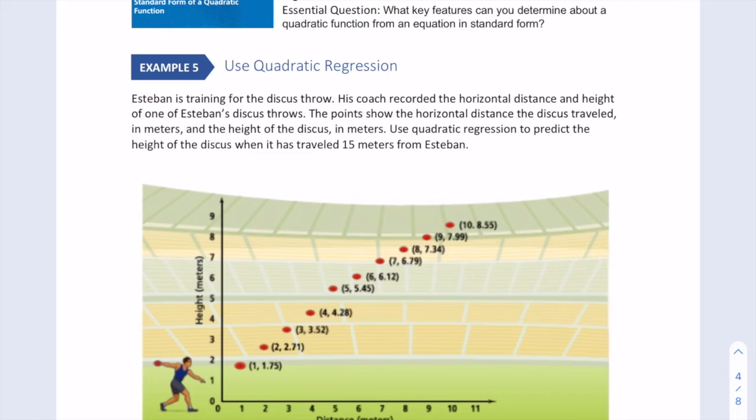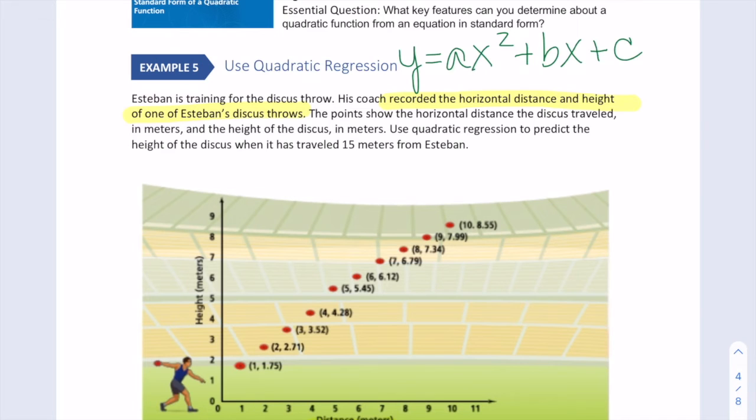Now for example 5, we're going to use a quadratic regression, meaning we're going to derive the equation of a parabola. And remember, we want the equation in standard form given the path of the ball. So here we have Esteban. He has the discus throw. And his coach probably used some videography, some filming, and was able to record the horizontal distance and the height of his discus throws.